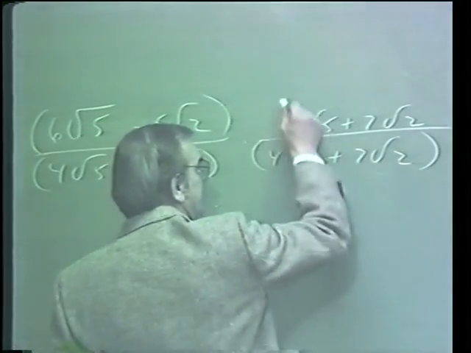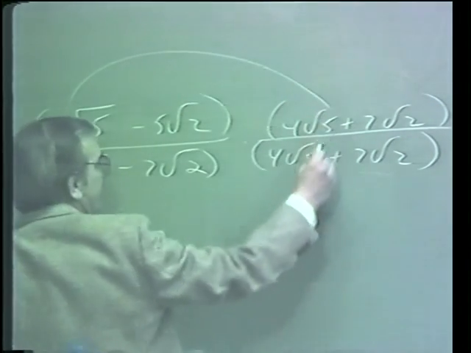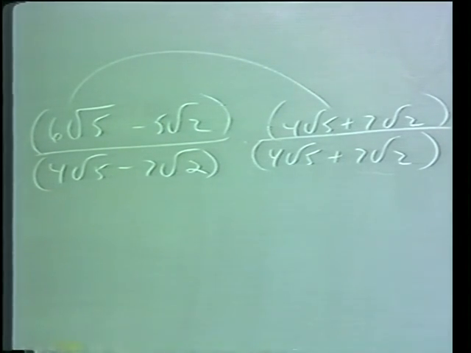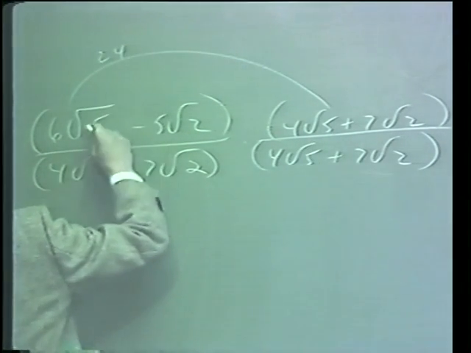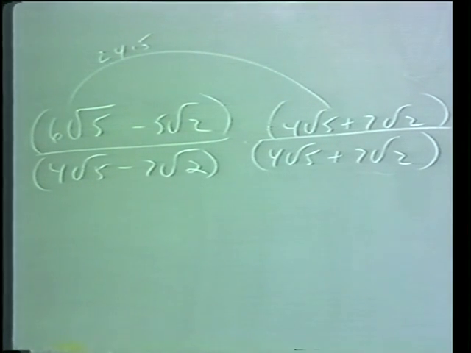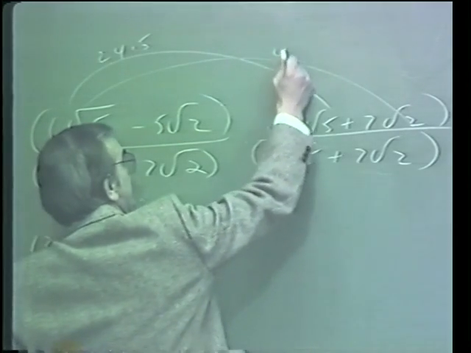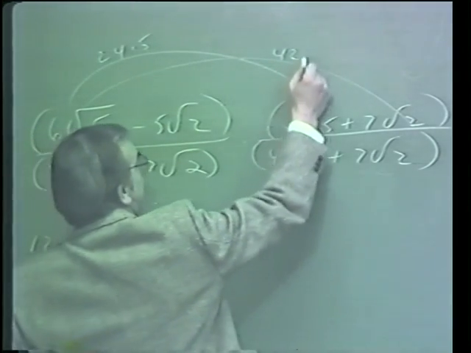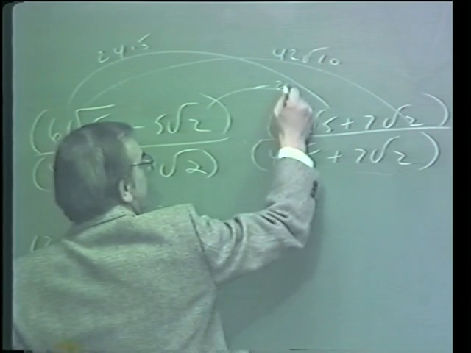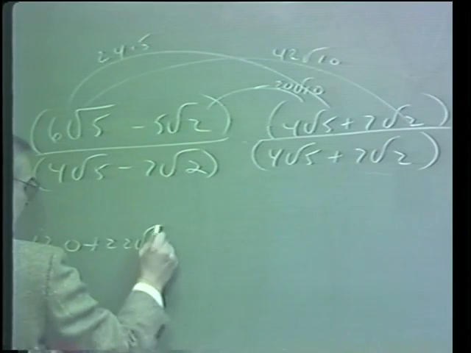So what this becomes now is two multiplication problems. We know how to multiply. Just be careful. We multiply the first times the first. Coefficient. 6 times 4 is 24. Square root of 5 times square root of 5 is 5. So for the first term we have 24 times 5, which is 120. We multiply the outers. Well, 6 times 7 is 42 square roots of 10. The inners, we get negative 20 square roots of 10. If we add these, we get positive 22 square roots of 10.